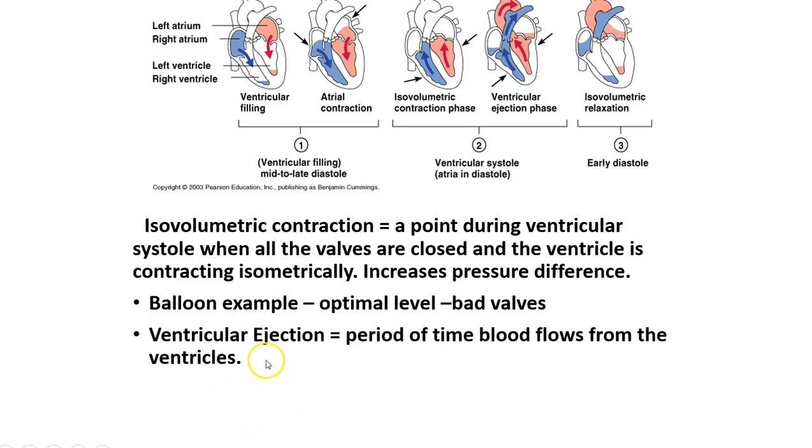Ventricular ejection, another term, is the period of time that blood flows from the ventricles. This is a time, so how long? And that's going to depend on the health of the valves. If the valves are healthy, then the ventricular ejection will be a proper amount of time that they are open. If they are unhealthy, if they're stiff and don't open, or they open too soon, then that's going to change the time period and the amount of blood that can get to the body or to the lungs.